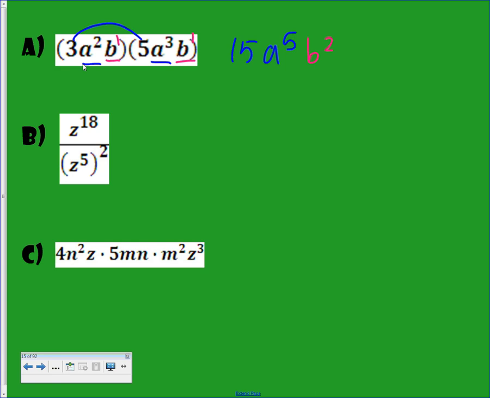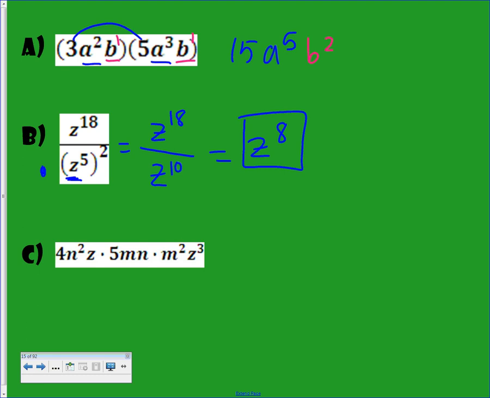Okay, in example B, I have to do a couple things first. First thing, I need to leave the top as z to the 18th. On the bottom, I have z to the 5th squared. Realizing that I have one base means I need to multiply. That gives me z to the 10th. When I am dividing with the same base, I really subtract. So that gives me z to the 8th as my final answer because 18 minus 10 is 8.